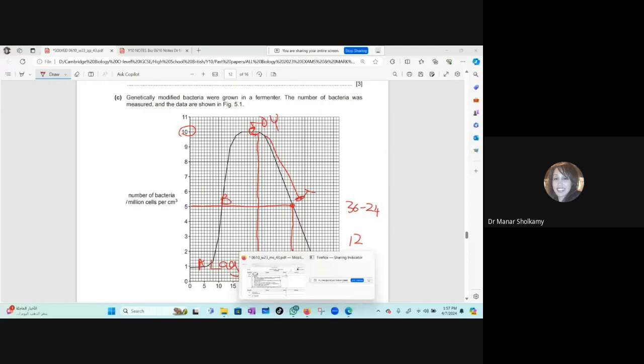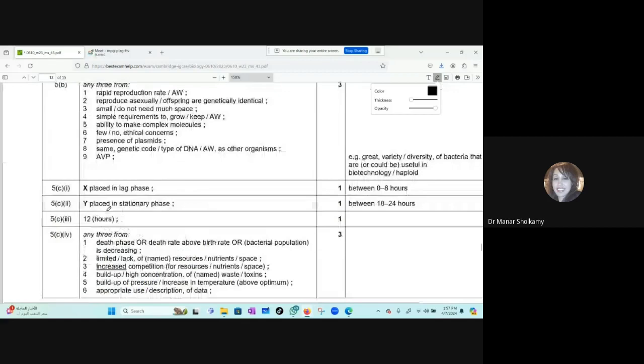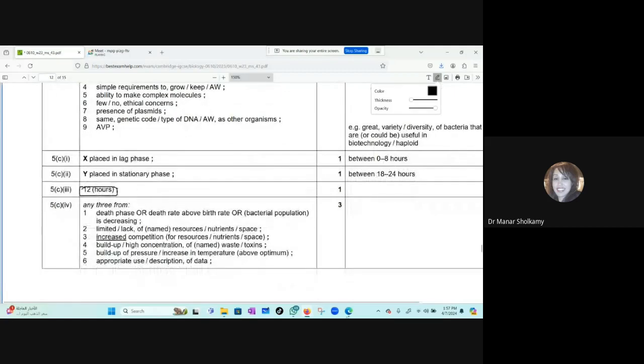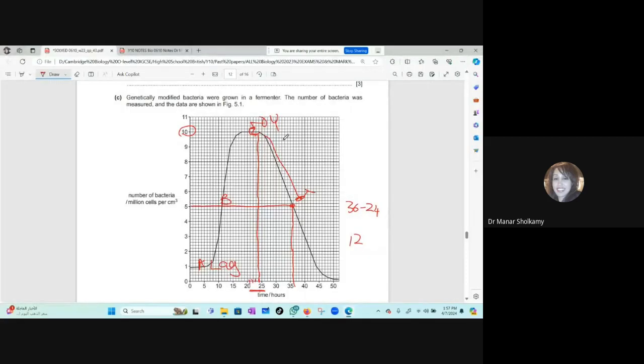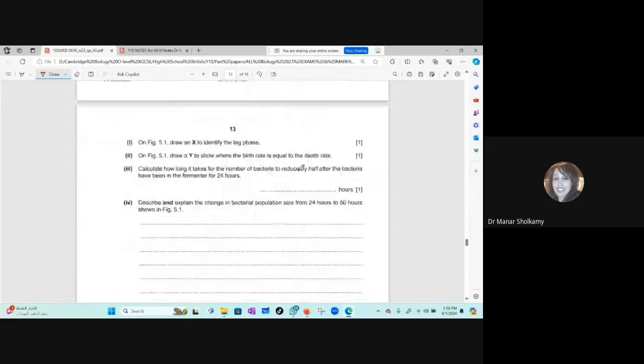Let's see if our answer is right or wrong. Yes, our answer is right. I hope all of you know what we did. We went to 24 and the number of bacteria was 10 million. Then we wanted to see the time needed for the number to drop from 10 to 5, which is half. I go to 5, it is 36. So 36 minus 24. It took 12 hours for the number of bacteria to drop. I hope you all know what we did.